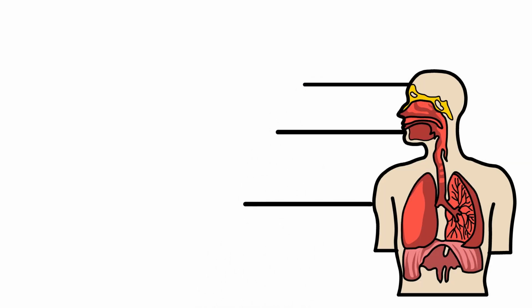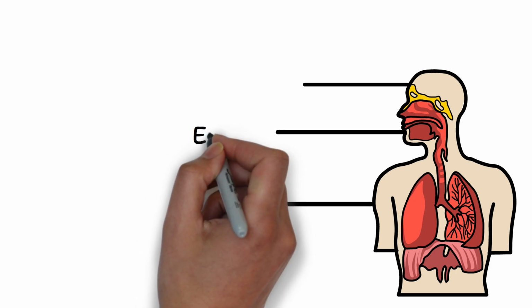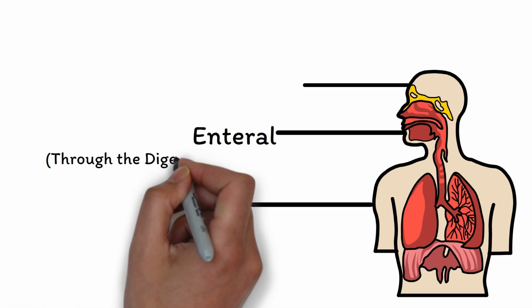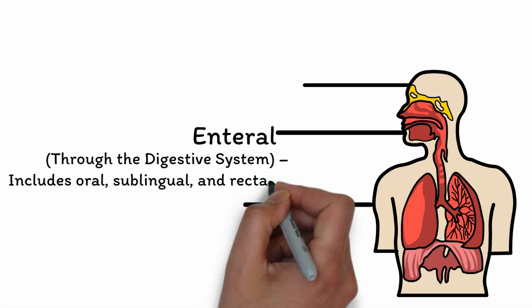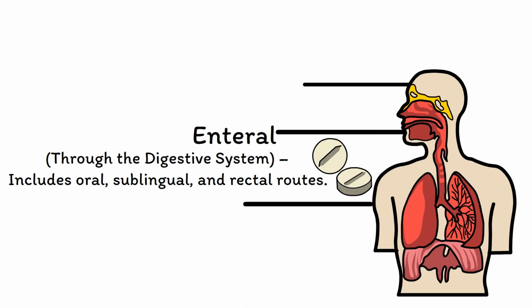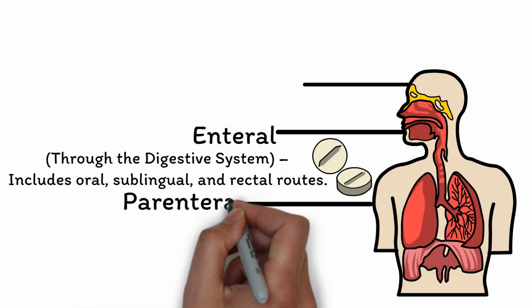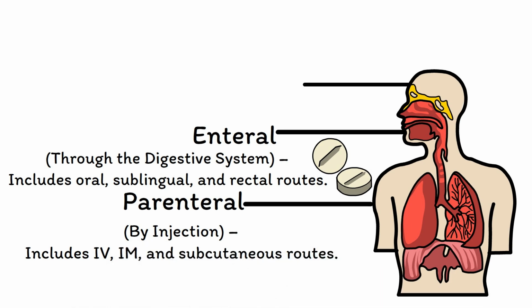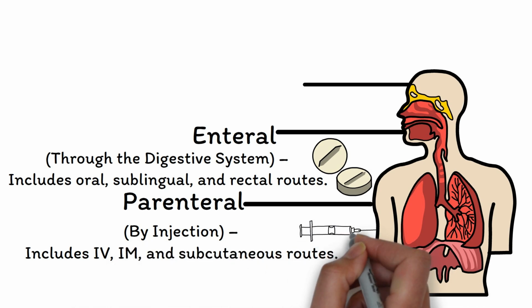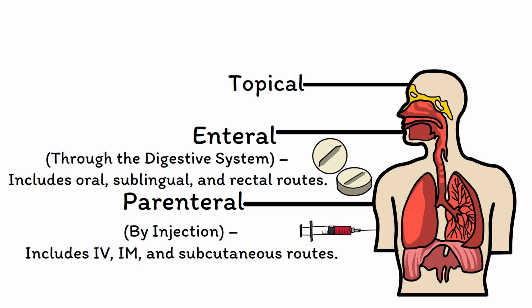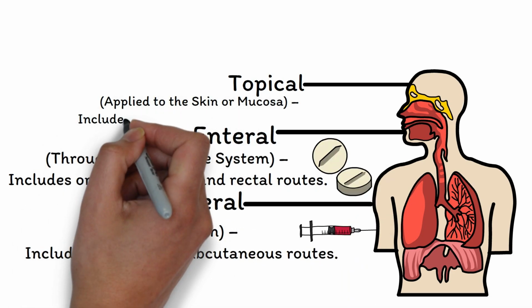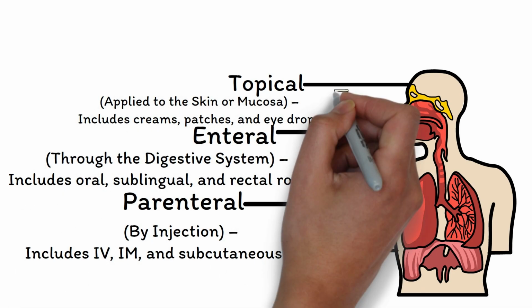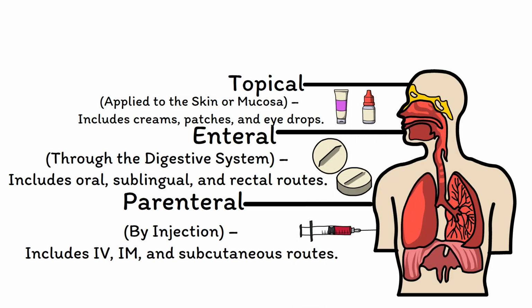There are 3 main types of administration routes. 1, enteral, through the digestive system, includes oral, sublingual, and rectal routes. 2, parenteral, by injection, includes IV, IM, and subcutaneous routes. 3, topical, applied to the skin or mucosa, includes creams, patches, and eye drops.